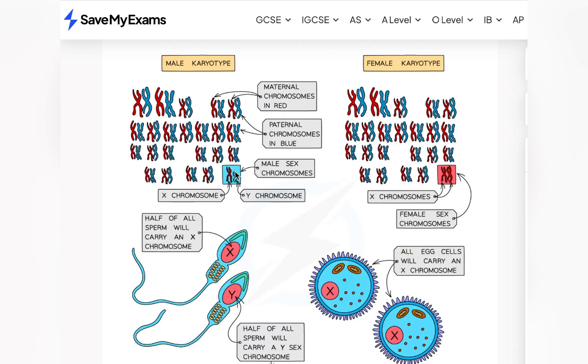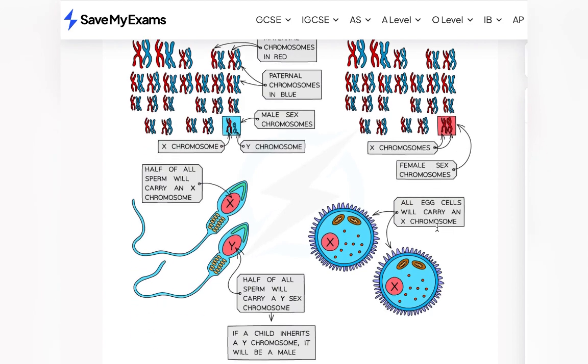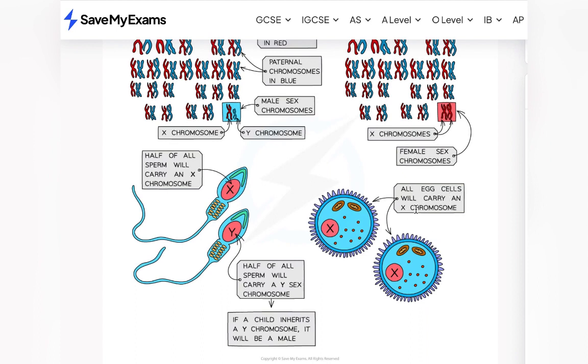This is what is responsible for you being a boy. Every other one is responsible for something else. Similarly, like we said, these are the sex chromosomes, and this XX is responsible for female, for being a girl. All X cells will carry an X chromosome.